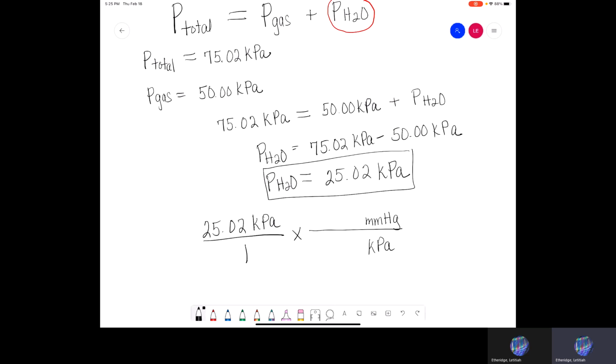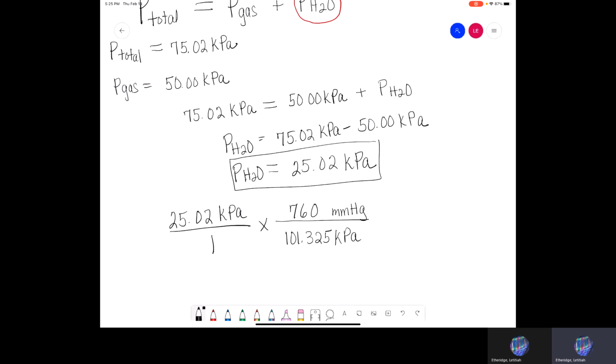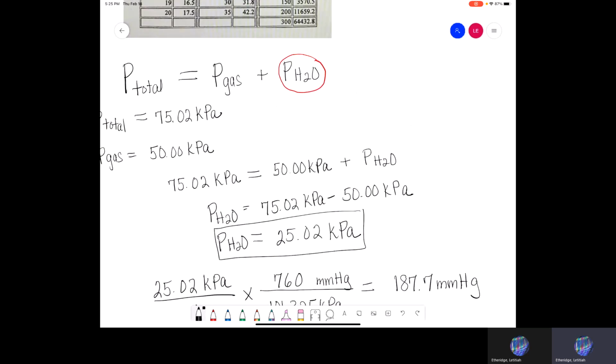If you remember your conversion factor, it is 101.325 kilopascal in 760 millimeters of mercury. So take 25.02, multiply by 760, divide by 101.325, and you will end up with 187.7 millimeters of mercury. Now, I'm sure you guys are saying, yo, Missy, I don't know what to do with that number. Guess what? We need to bring it back up to our table.